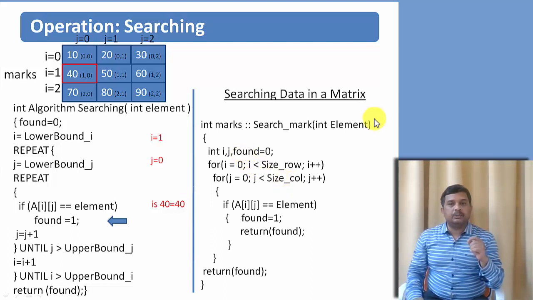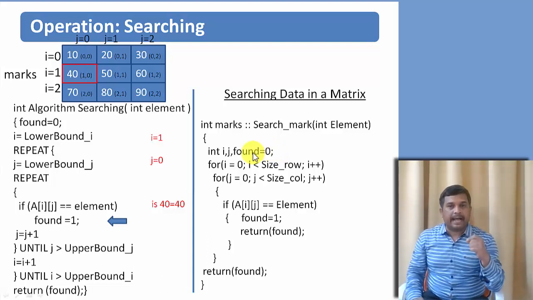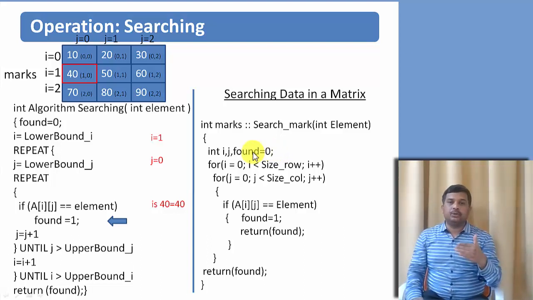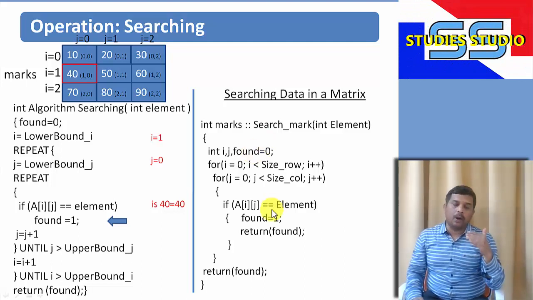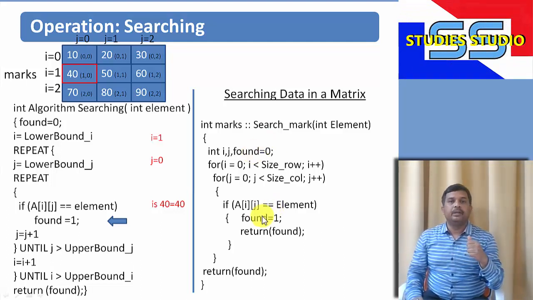So the element is being passed here as a parameter. I am taking three variables i, j and found. Found is equal to 0. I have taken this boolean type variable because if I am not finding the value, then it will return 0. Otherwise it will return 1. If the search is successful, it will return 1.